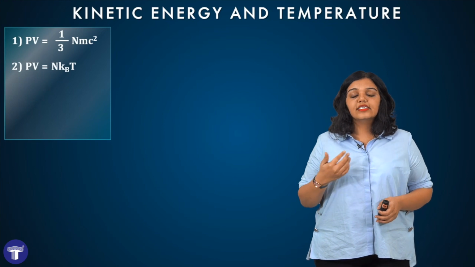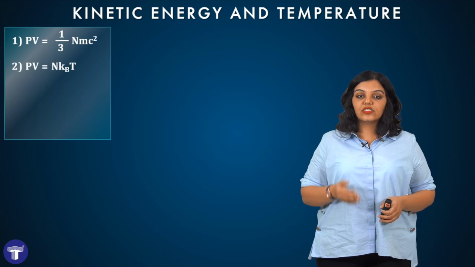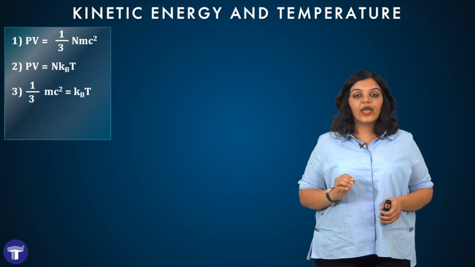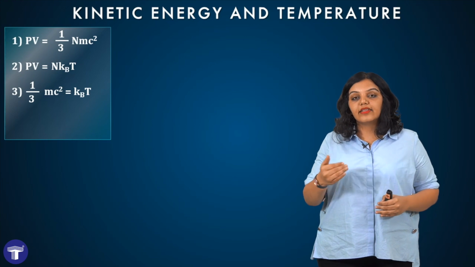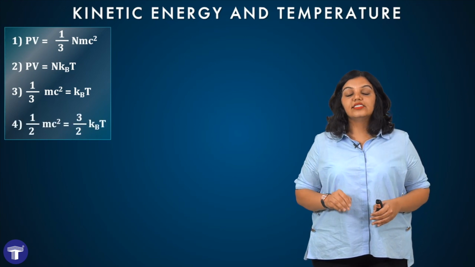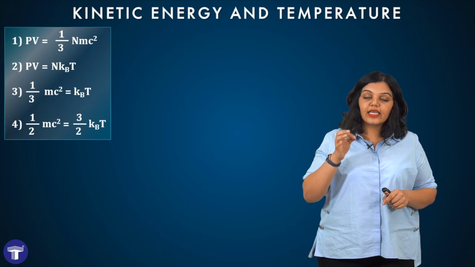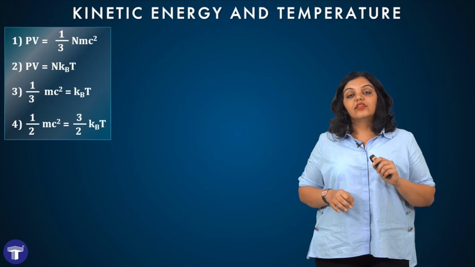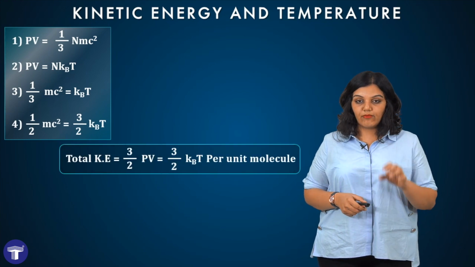From 1 and 2, I can simply equate the right hand sides, cancel off the N's, and I will get equation 3, that is 1/3 m c² = k_B T. Now I simply multiply equation 3 by 3/2 and I get equation 4, which is 1/2 m c² = 3/2 k_B T, and this expression, that is 3/2 k_B T, is the most important expression when it comes to the total kinetic energy of a molecule.